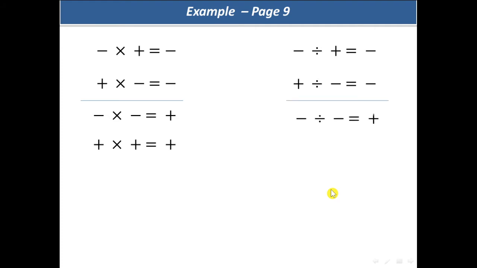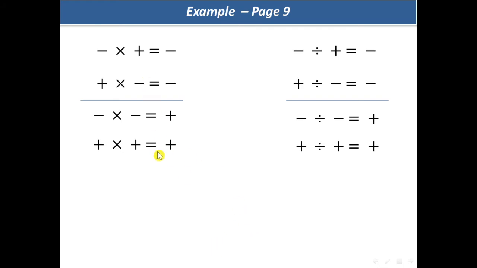Now examples, page 9. Before we go to the examples, I want you to know these symbols, please. I want you to learn these symbols just like your names. Minus times plus is minus, plus times minus is minus, plus divided by minus is minus, minus divided by minus is plus, and minus multiplied by minus is plus. Multiplication and division are the same.